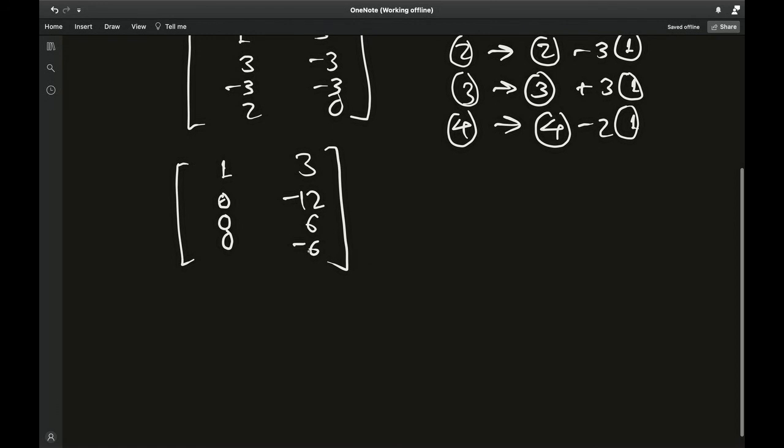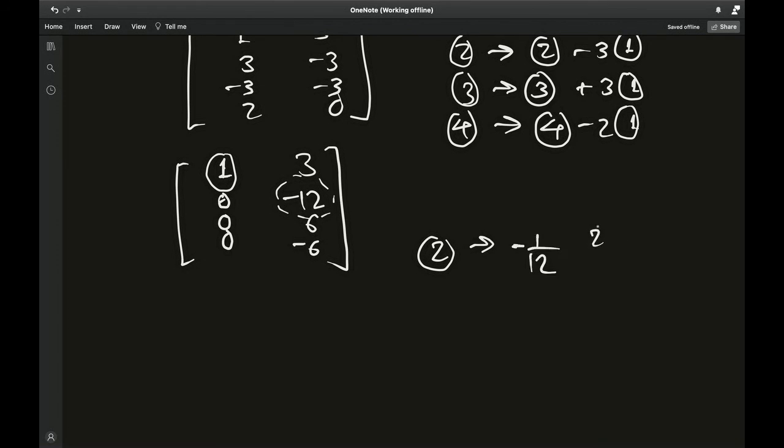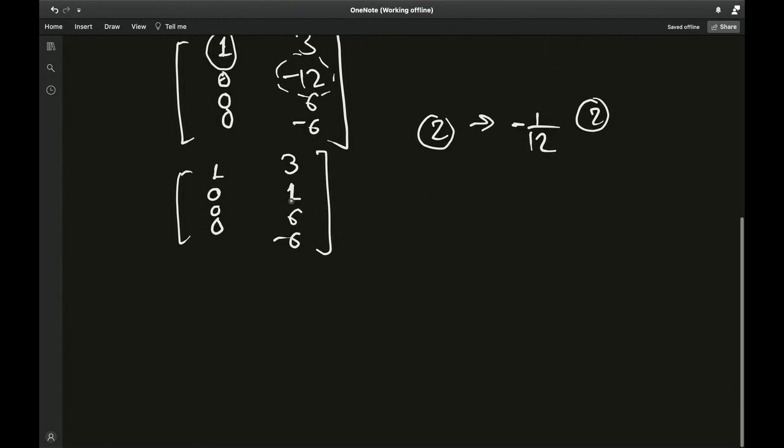Okay, fair enough. We got a pivot in the first position, and we need a pivot over here in place of -12. So in order to make that into a 1, we divide row 2 by -12 throughout. Since this is a 0, that's the advantage we have here. We have 3, 1, 6 and -6. Now we got a pivot. Let's eliminate all the other numbers, make them zeros in that pivotal column.